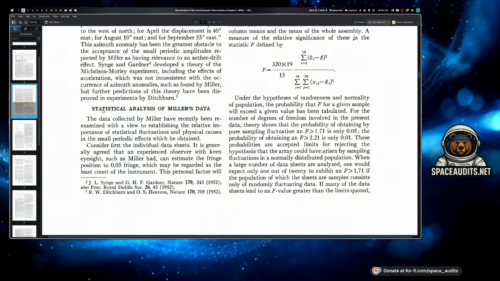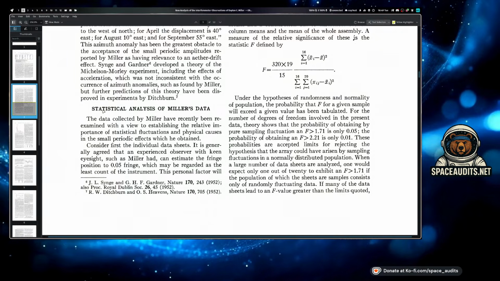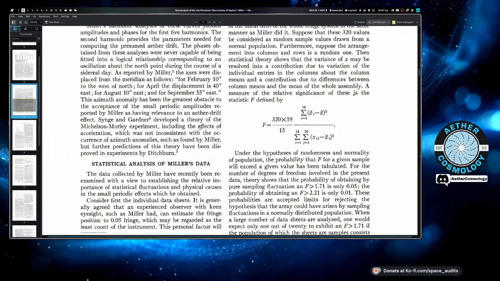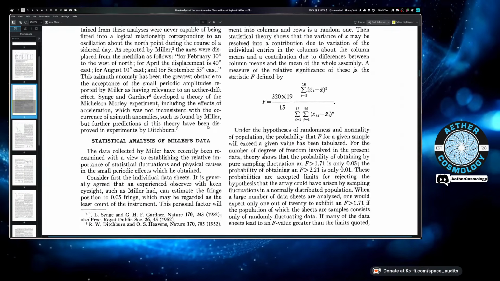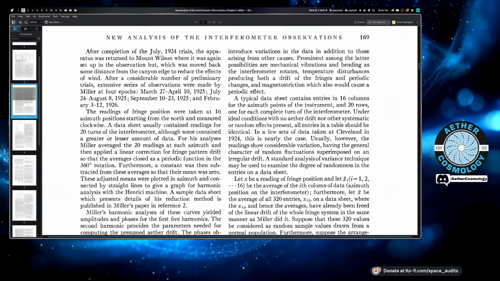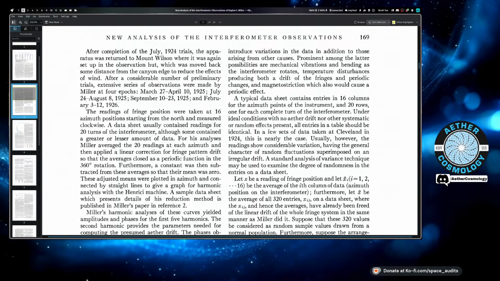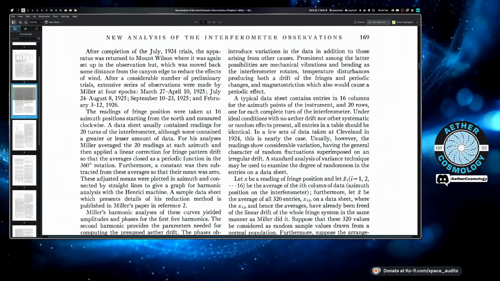an experienced observer with keen eyesight, such as Miller, can estimate the fringe position to about 0.05 fringe, which may be regarded as the least count of the instrument. This personal factor will introduce variations of the data in addition to those arising from another cause. Prominent among the latter possibilities are mechanical variations and the bending of the interferometer as it rotates, and temperature disturbances producing both a drift of the fringes and a periodic change in the magnetostriction, which would cause a periodic drift.